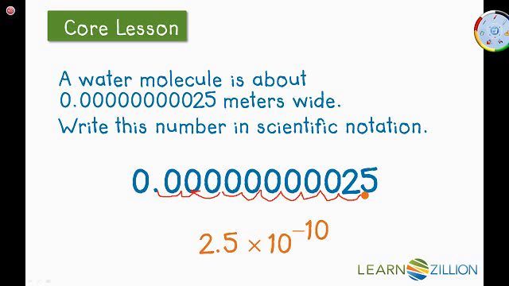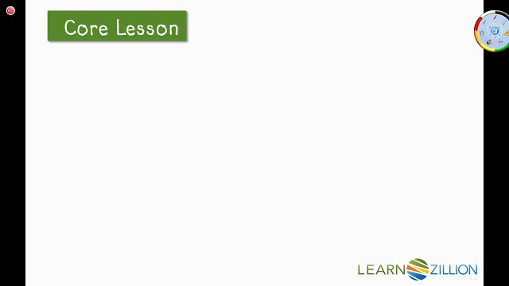Yeah, 2.5 times 10 to the negative 10. So look, we were actually moving to the left, so in a negative position or a negative direction. So this is going to give our exponent a negative sign. All right, let's take a look at another one.